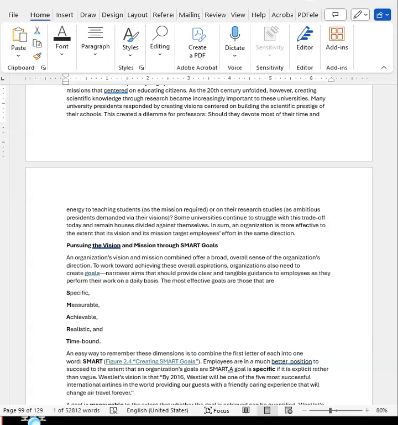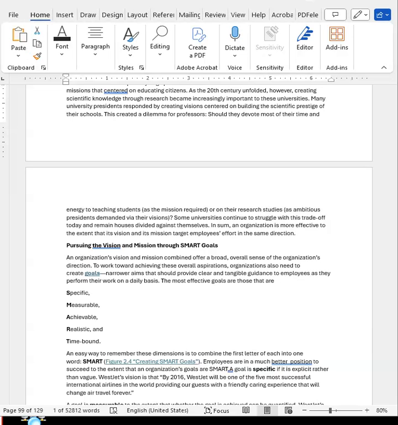In some, an organization is more effective to the extent that its vision and its mission target employees' effort in the same direction. Pursuing the vision and mission through SMART goals. An organization's vision and mission combined offer a broad, overall sense of the organization's direction. To work toward achieving these overall aspirations, organizations also need to create goals, narrower aims that should provide clear and tangible guidance to employees as they perform their work on a daily basis.